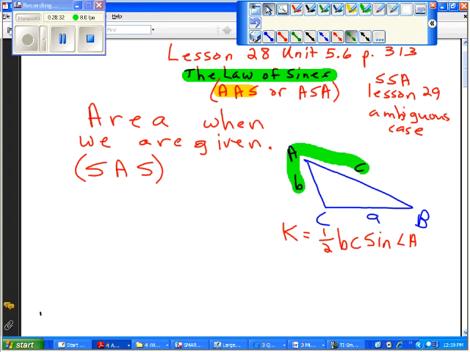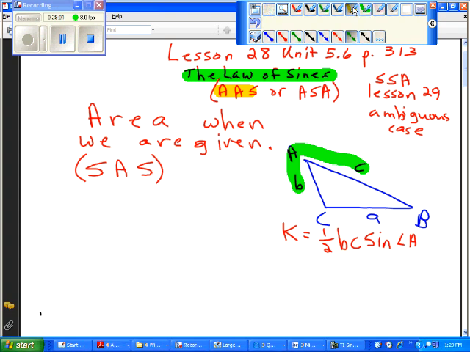If what we're given is in the order side angle side, then the area is 1/2 the product of the sides and the sine of the angle. 1/2 BC sine A. But you got to be creative here, okay? How are you going to memorize that? Side angle side. 1/2 the product of the side sine of the angle.